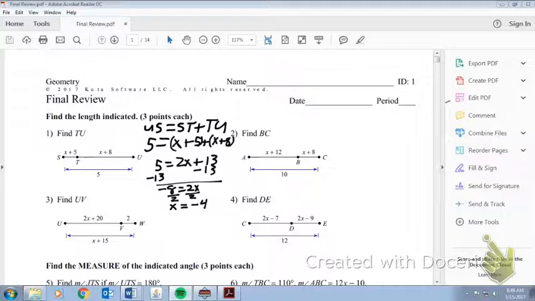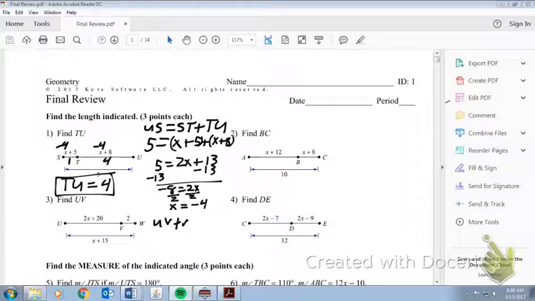The problem says find TU. So we're going to plug negative 4 into that x right there for TU, and we get TU equals 4. And that looks right. Let's go over, plug negative 4 into ST, and we get 1. Does 4 plus 1 equal 5? Sure does, so we're good to go.